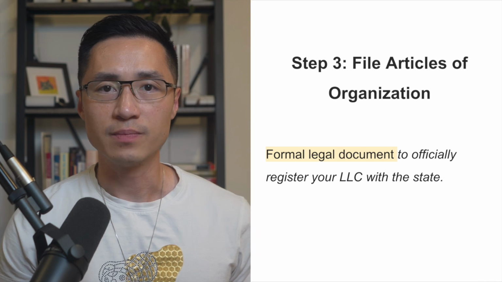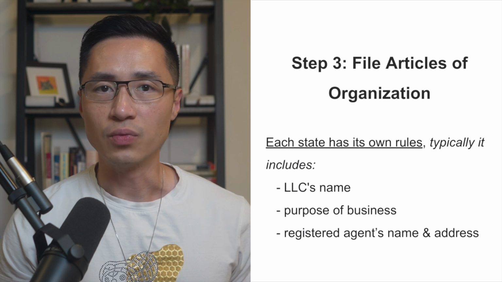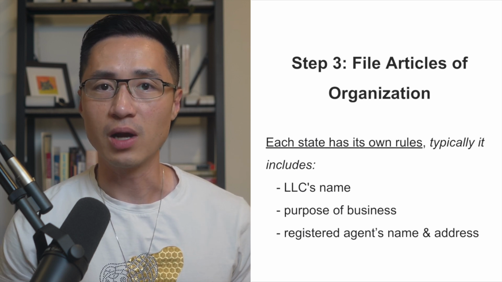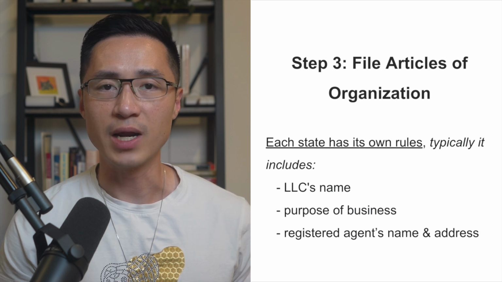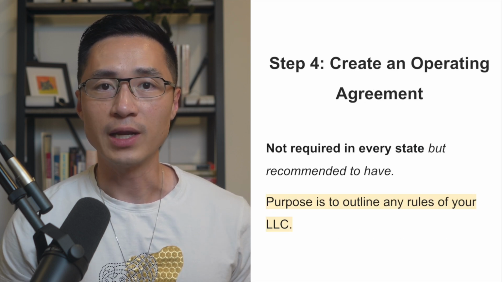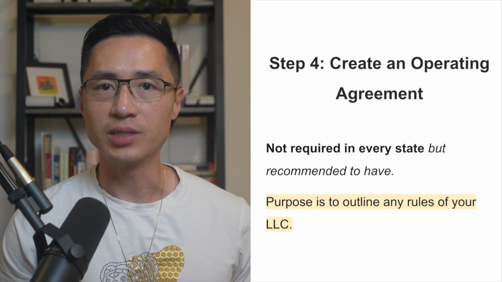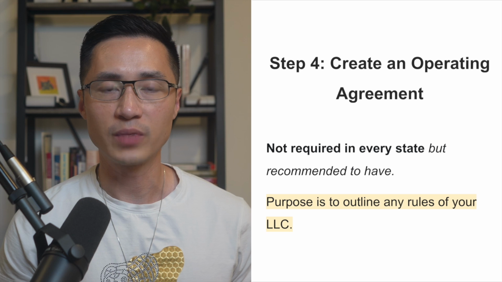The next step is to file the Articles of Organization. This is the formal legal document to officially register your LLC with the state. So each state has its own rules of what needs to be included in the document. Typically, it includes your LLC's name, the purpose of your business, and your registered agent's name and address. Step 4 is to create an operating agreement. This step is not required by every state, but it is recommended to have. The purpose of this document is to outline any rules of the LLC.